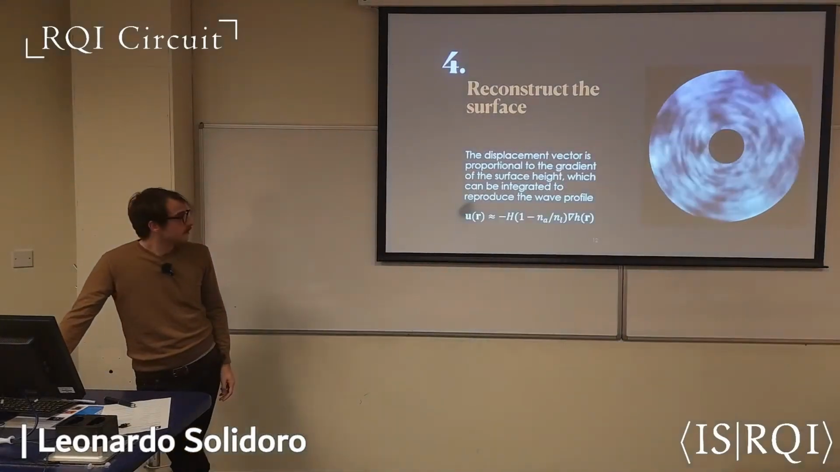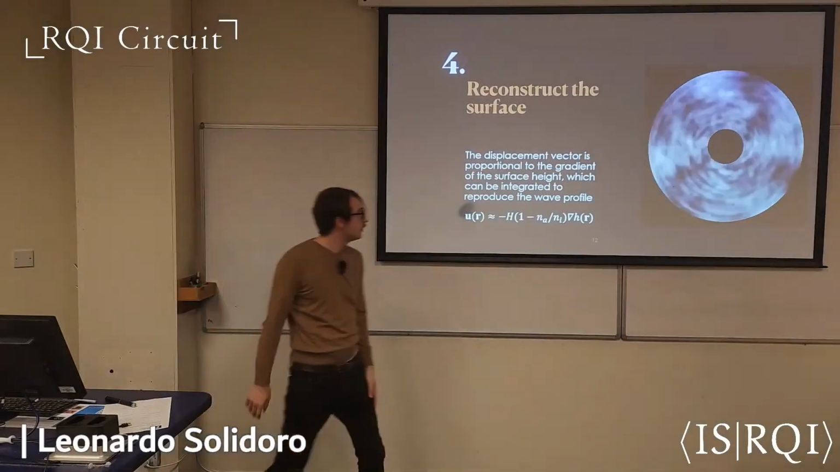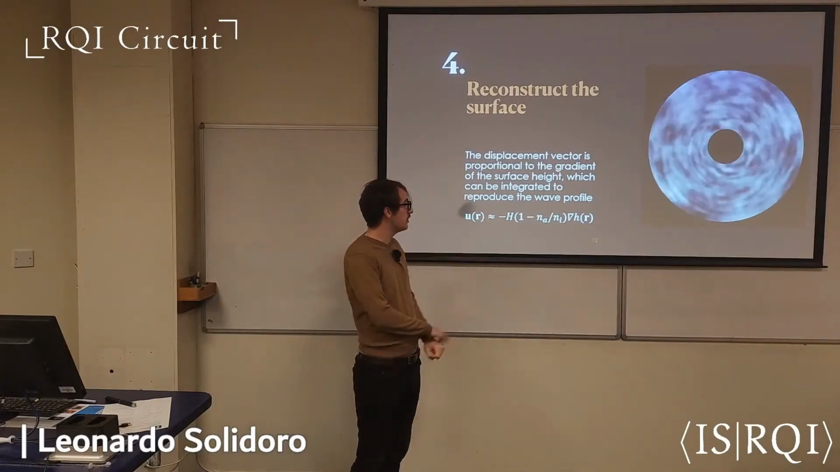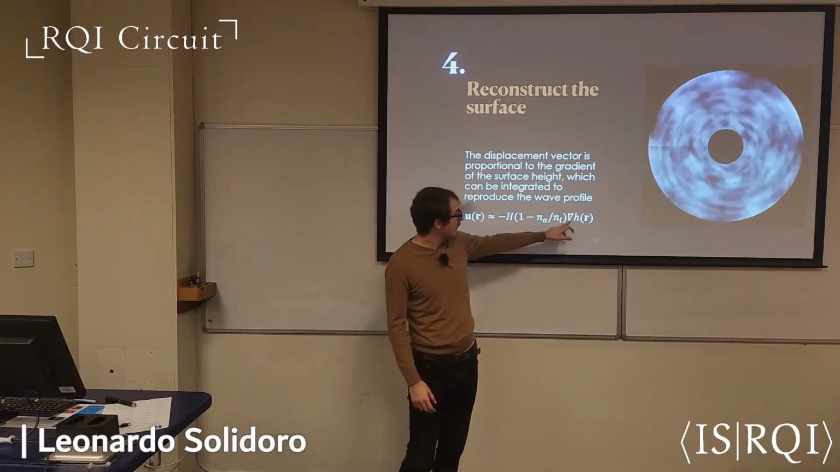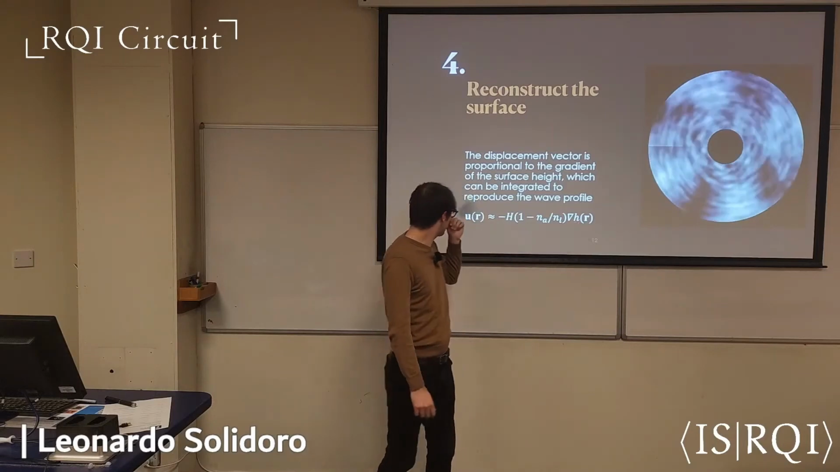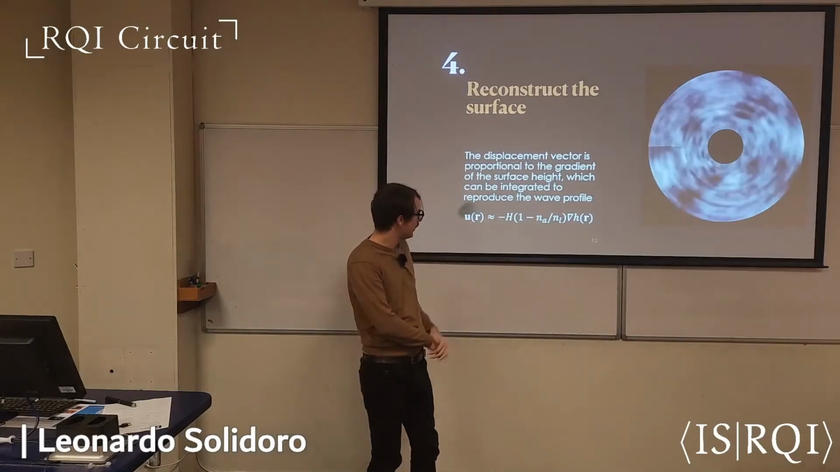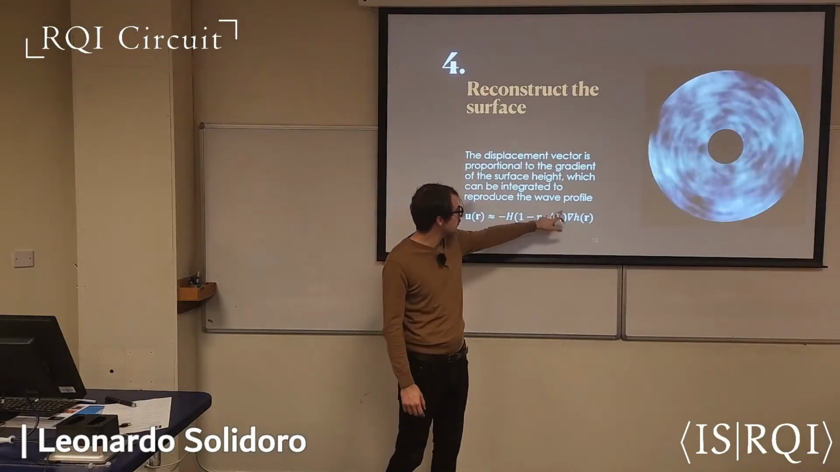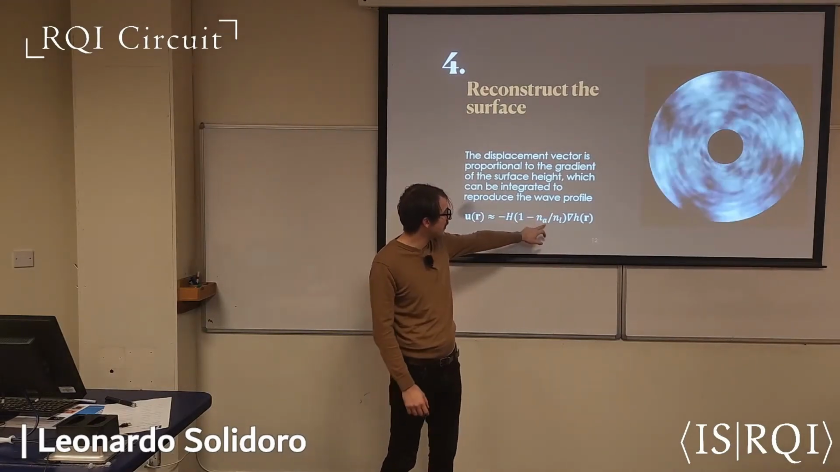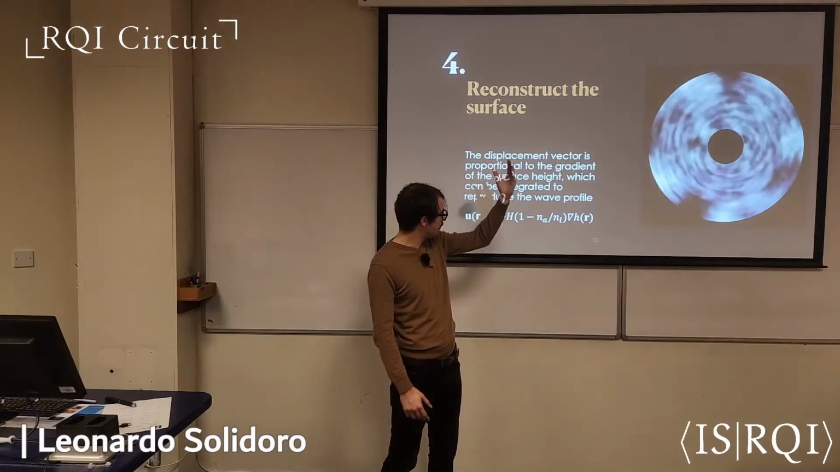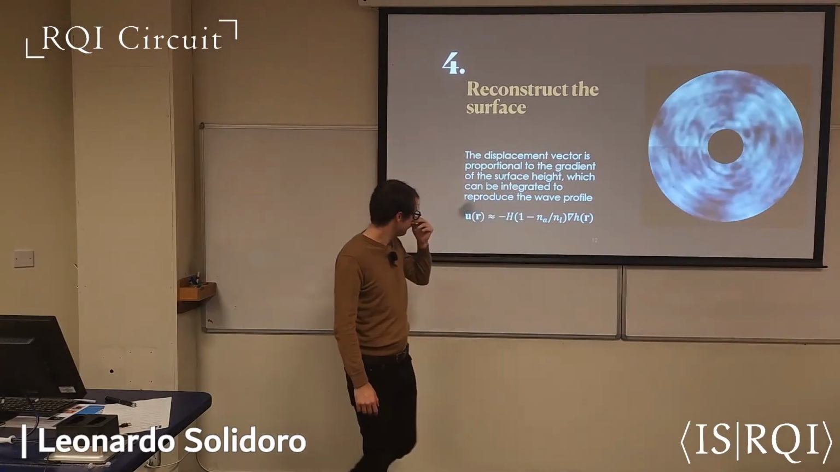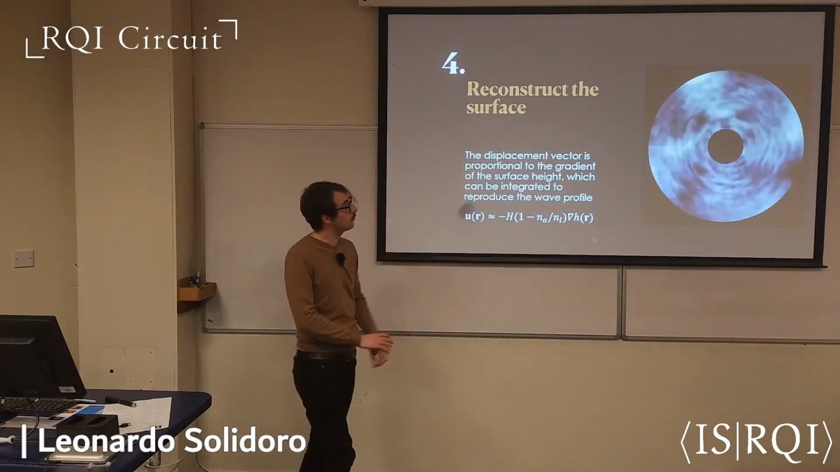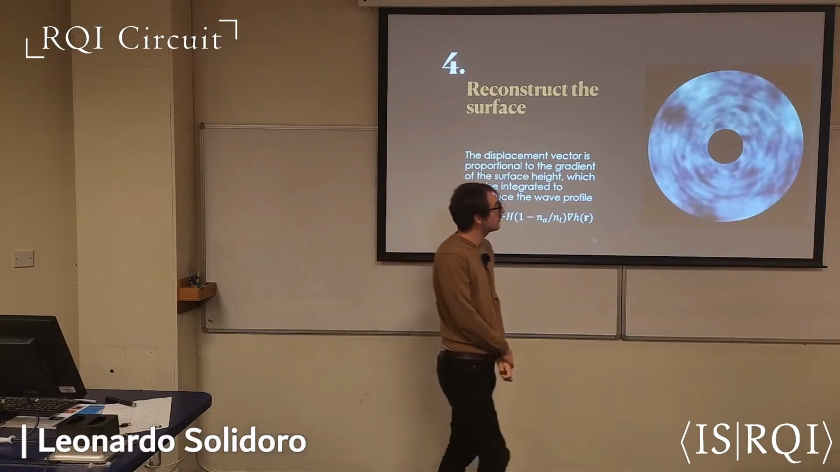And since we have two carrier waves, because we have two perpendicular modulations, we have just a system of two equations for the two components of the displacement vector. So once we get the two components, we have this relation which gives us the gradient of the height field in terms of this displacement vector. This is just the distance between the surface and the pattern, and this is the ratio between the refractive index of the medium above the liquid and the liquid itself. So by integrating this formula, we are able to reconstruct the surface of our sample.